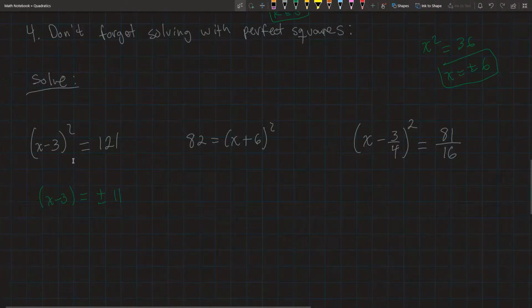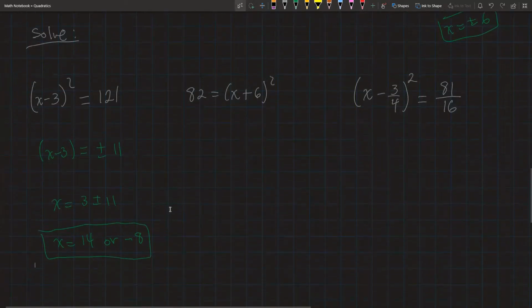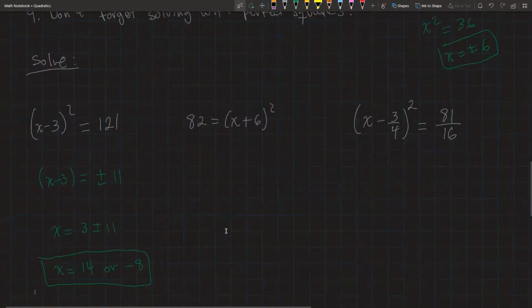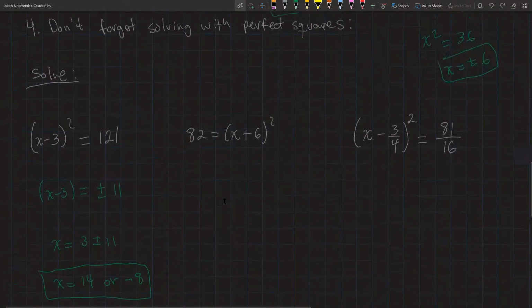We need to reverse the subtracting 3. We will say that x equals 3 plus or minus 11. So either x equals 3 plus 11, which is 14, or x equals 3 minus 11, which is negative 8. Those are our two solutions. 3 plus 11 is 14. 3 minus 11 is negative 8. That looks all right. If not, I'm sorry, but the concept is correct.